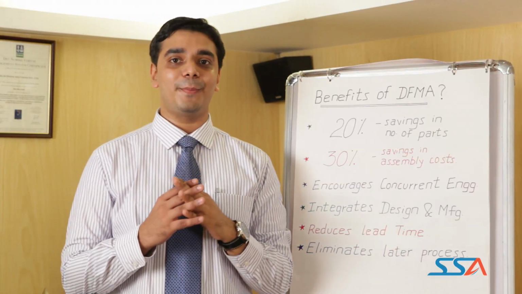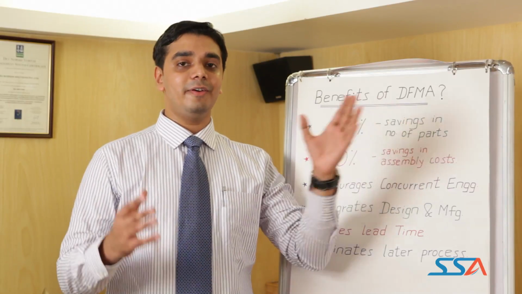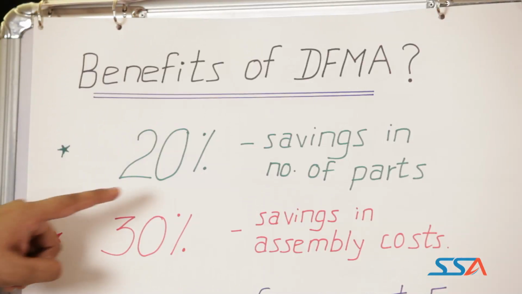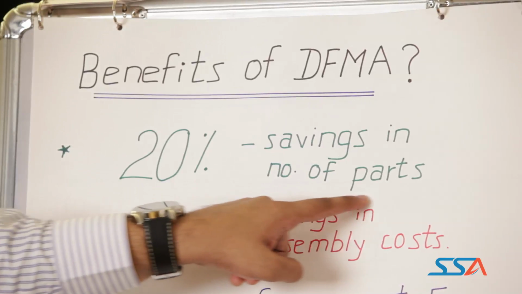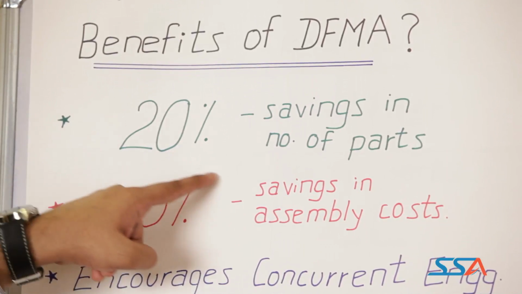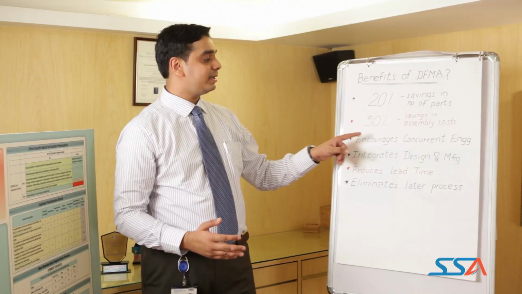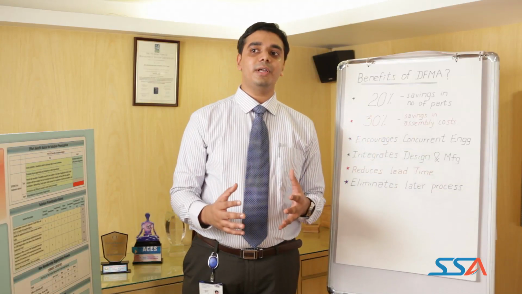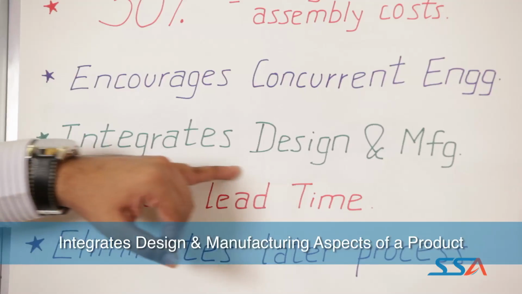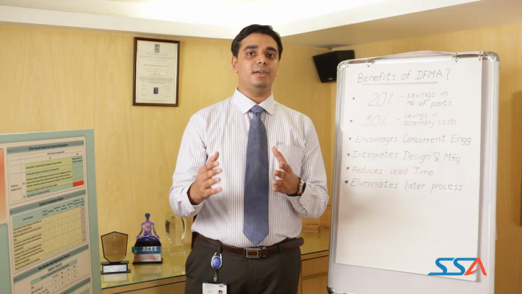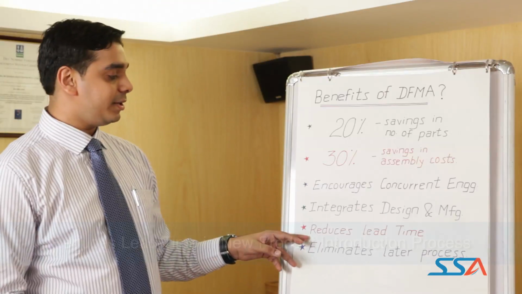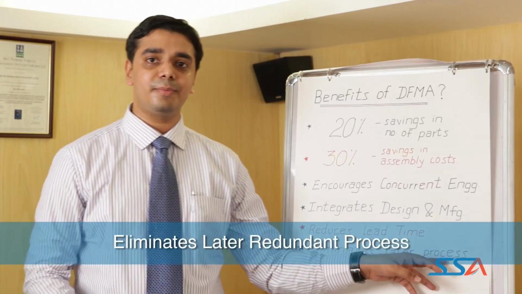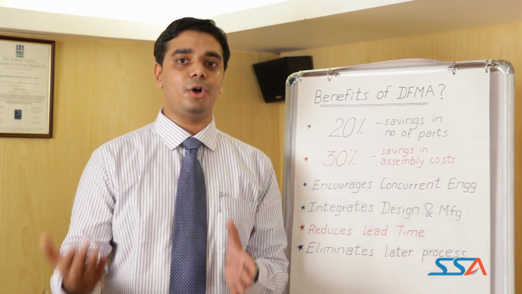Now, coming to the most important part of DFMA, the benefits of DFMA. We have applied DFMA across many products in various industries, and our experience says that we have reduced around 20% of the number of parts in the product and around 30% savings in the cost of the product. DFMA encourages concurrent engineering. Concurrent engineering is nothing but a cross-functional team working together on a design product. DFMA also integrates the design and manufacture aspects of the product or assembly, thereby reducing the lead time in the new product introduction process, and also eliminates the later processes involved which would have otherwise occurred.